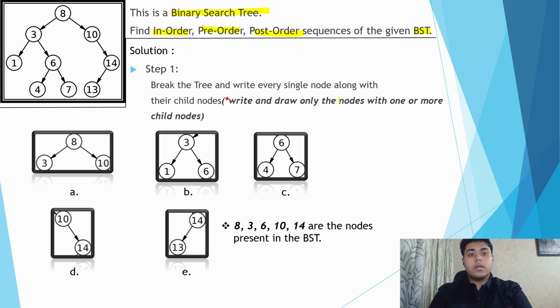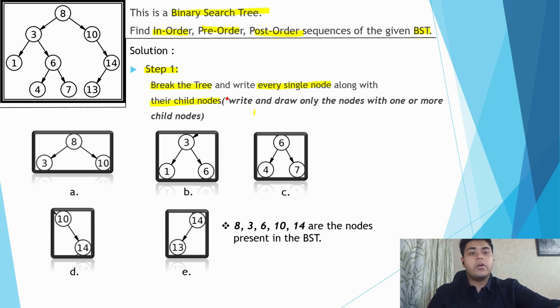So here we have a question. This is a binary search tree. We have to find the in-order, pre-order, and post-order sequences of this binary search tree. I've broken this entire problem into 4 simple steps which you need to follow to get the entire answer. Okay, let's get started. Step 1: break the tree and write every single node along with their child nodes.